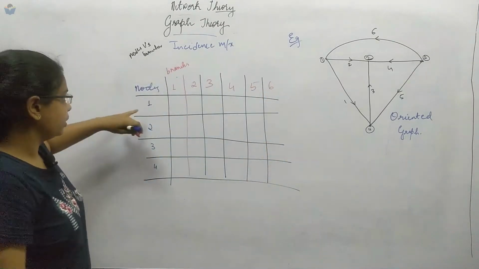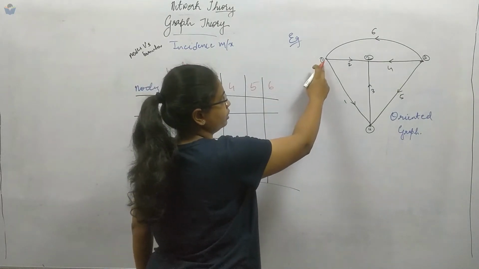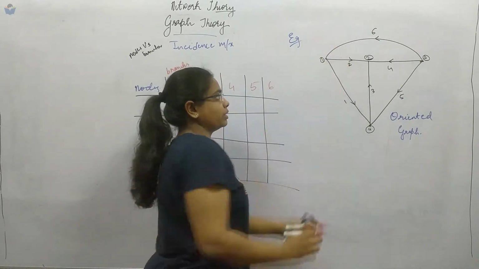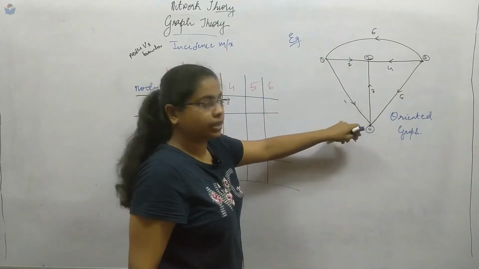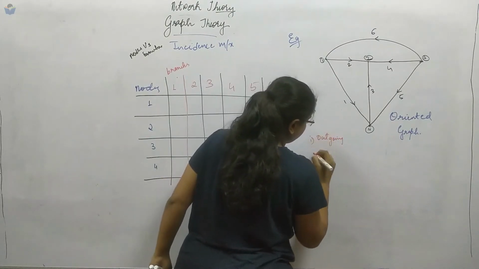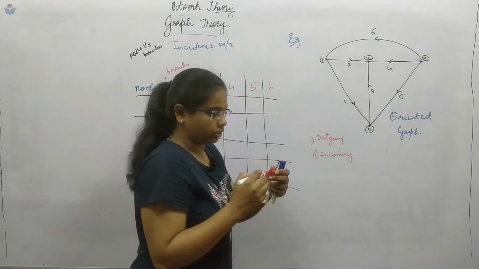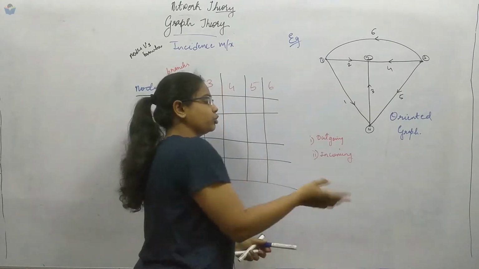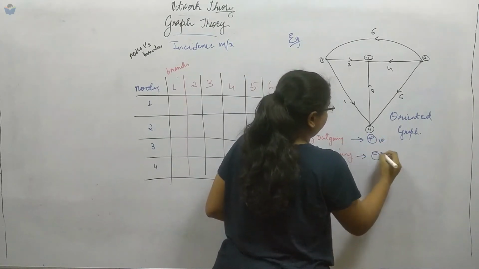Now first we will consider node 1. Stand over here, this is node 1. See how many branches are going away from this one: 1, 2, 3. So there are 3 branches for this node 1. Now see the direction. There are 2 conditions: outgoing and incoming. When it is outgoing, you can take either positive or negative, and the incoming should be the opposite of that. So if I take outgoing as positive, then incoming will be negative.